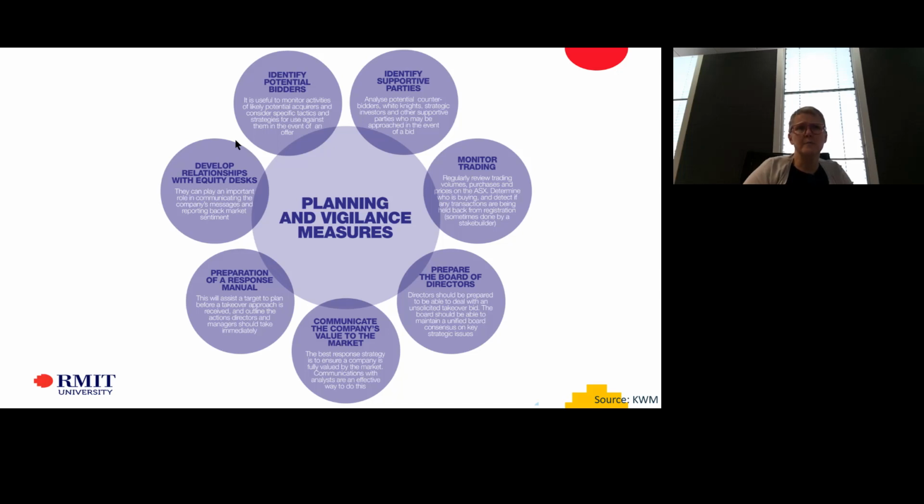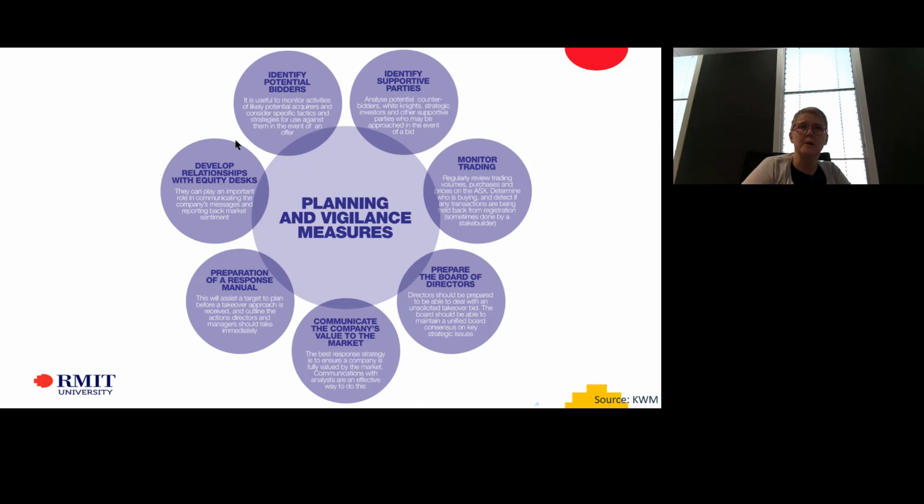Training for board directors is really important, and often that is best done before a bid has arisen, so that they know when the kind of conduct that they have in discussion with shareholders may or may not be an unacceptable circumstance. Part of what all boards, I think, should be doing is communicating the company's value to the market.